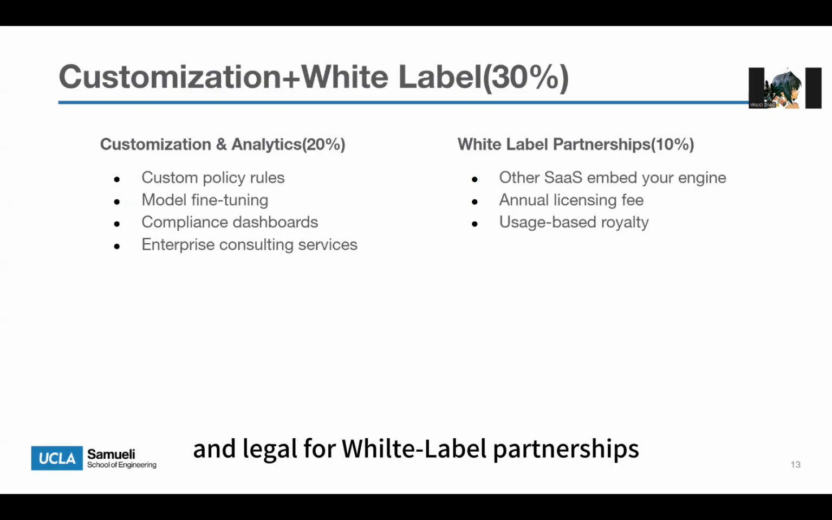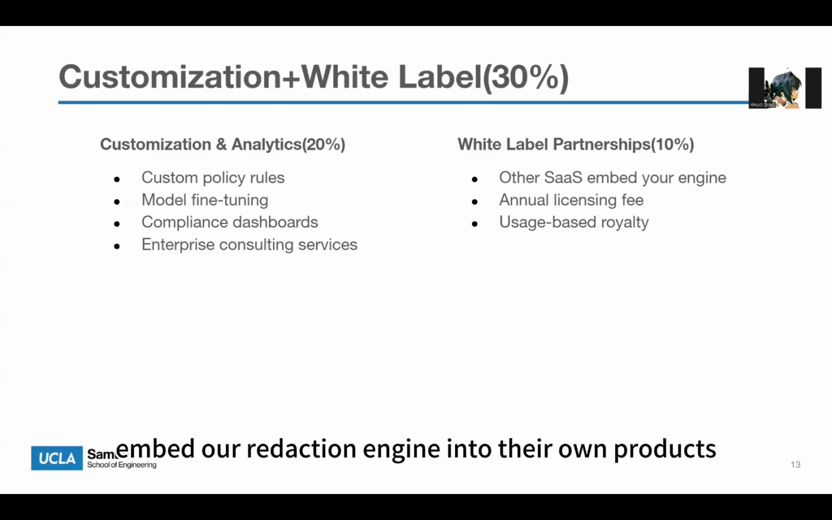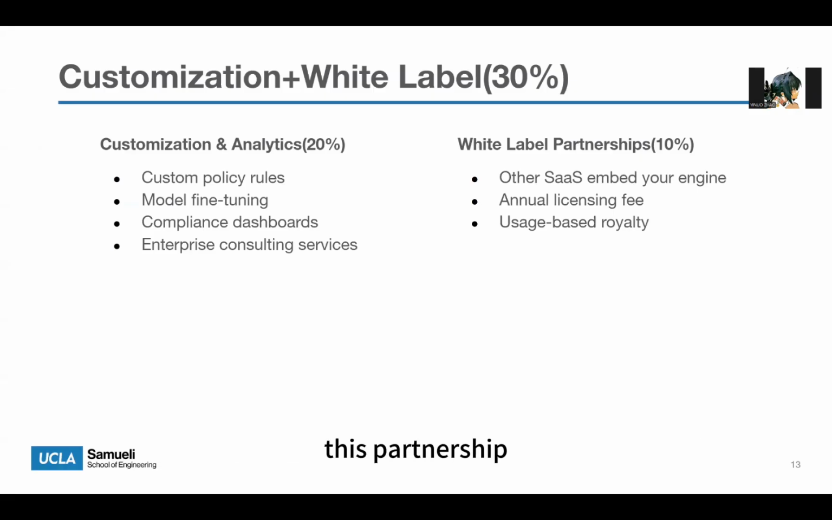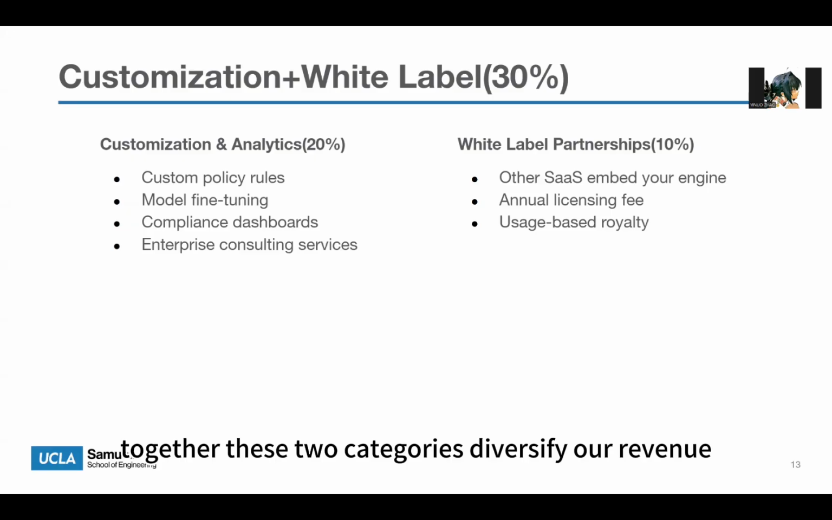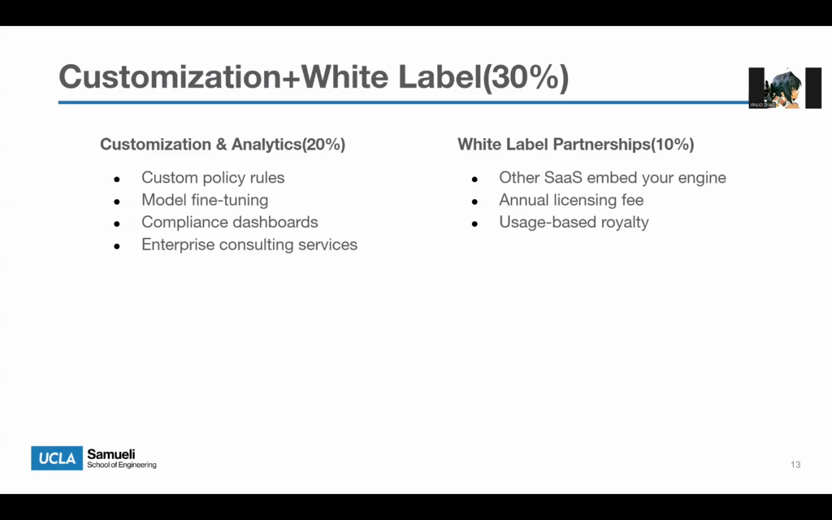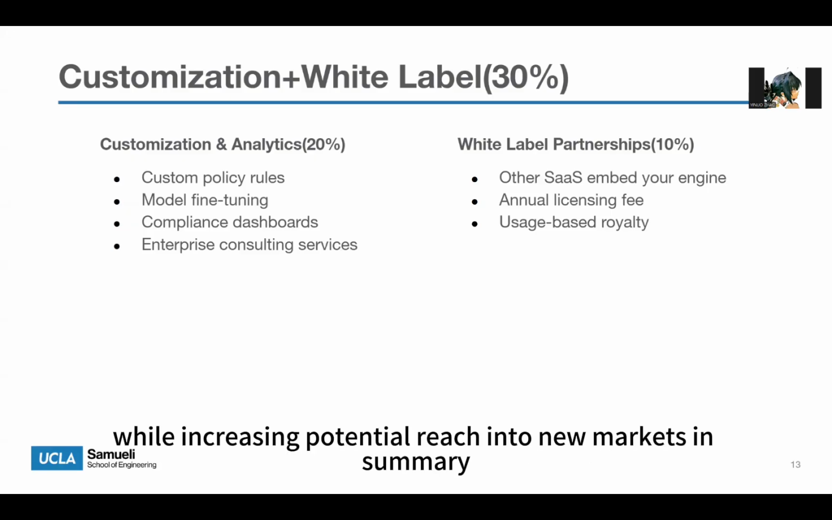For white label partnerships, other SaaS companies embed our redaction engine into their own products. This partnership involves annual licensing fees or usage-based royalties. Together, these two categories diversify our revenue, making the business more resilient while increasing potential reach into new markets.